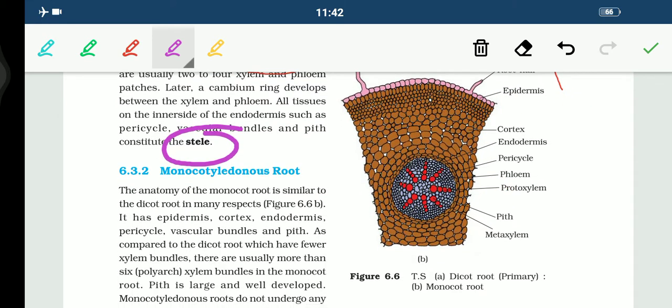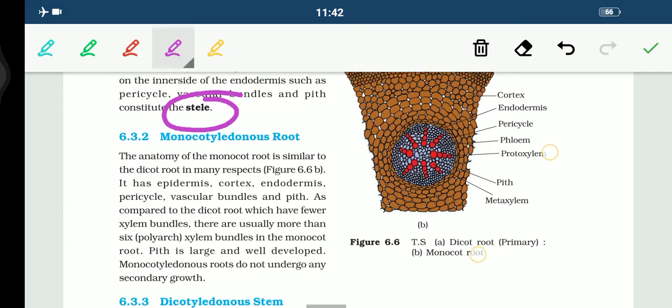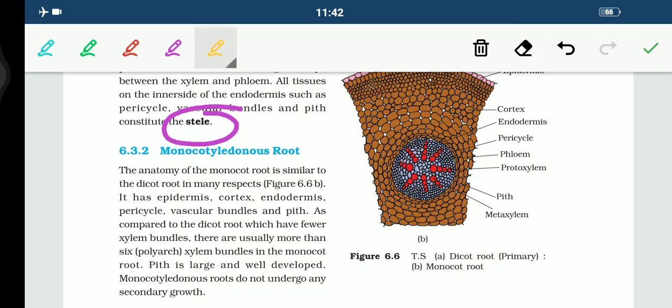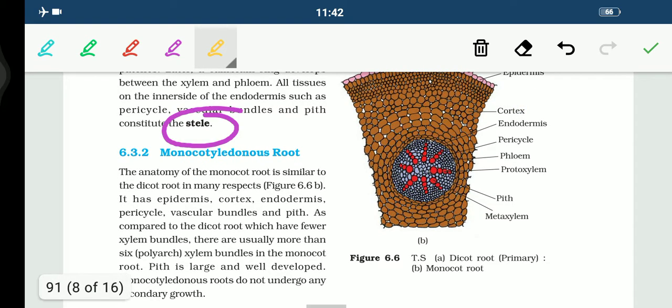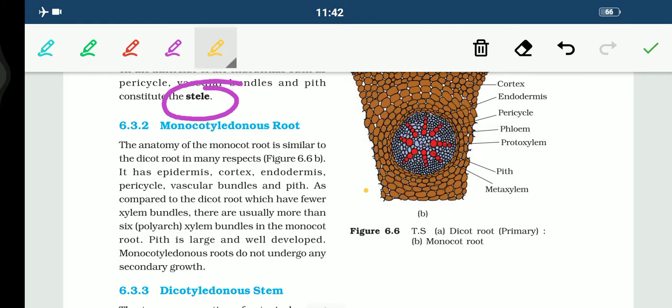Now moving on to the monocotyledonous root. Very easy, the same as the dicot root, with just a few differences. The anatomy of the monocot root is similar to the dicot in many respects. Like the dicot root, it has epidermis, cortex, endodermis, pericycle, vascular bundle and pith.